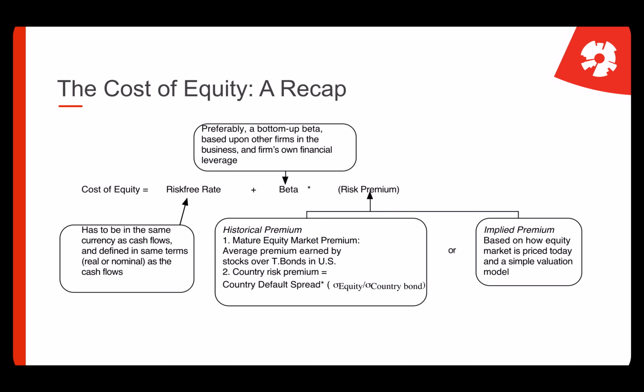Now let's put it all together and recap the cost of equity. So the cost of equity is simply the risk-free rate plus beta multiplied by the risk premium. Now there are a few important details we must get right. First, there is the risk-free rate. It has to be in the same currency as your cash flow and in the same terms, real or nominal, as the valuation. Now if the cash flows are in nominal US dollars, the risk-free rate has to be in nominal US dollars as well.